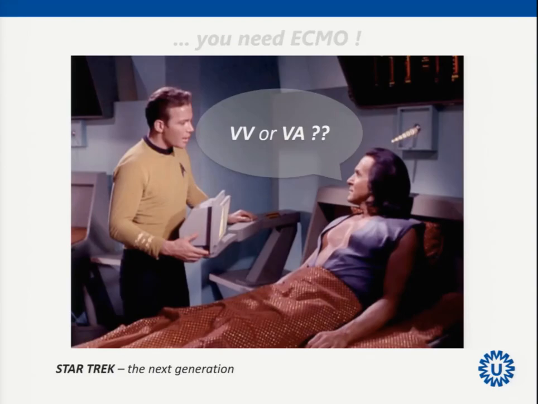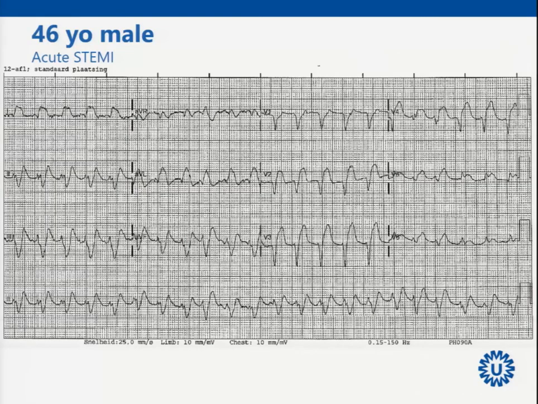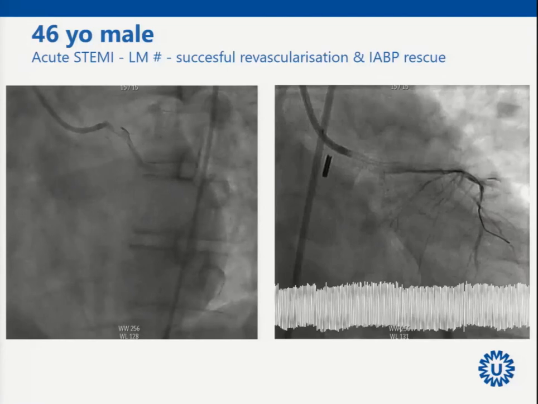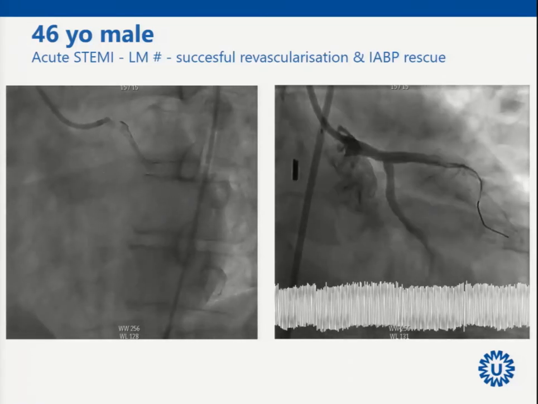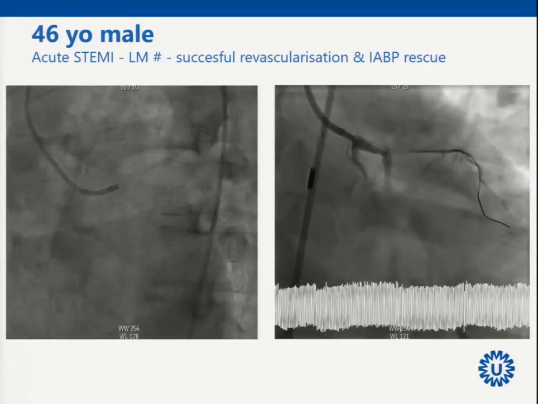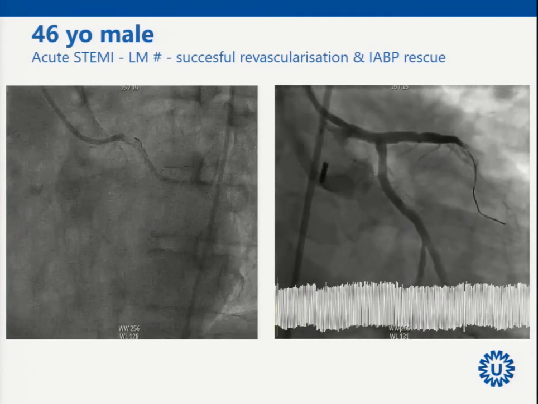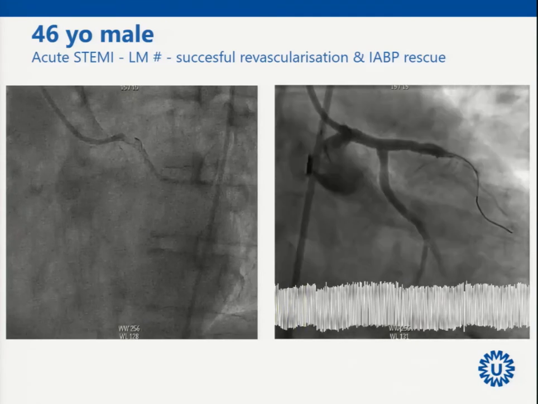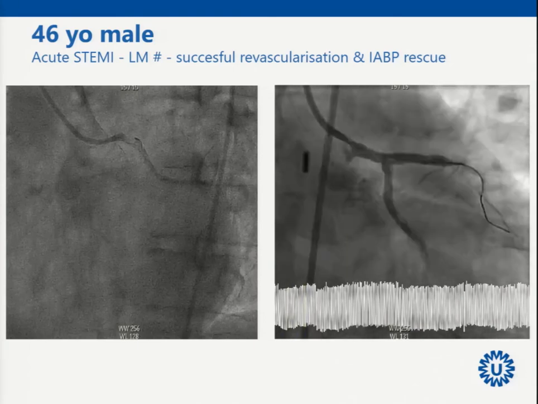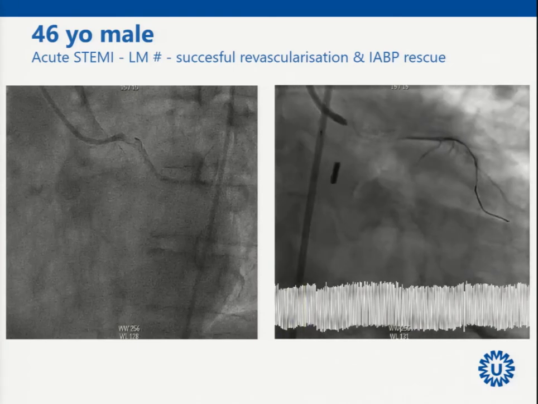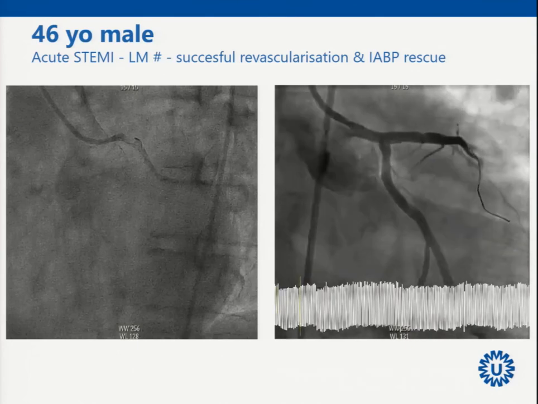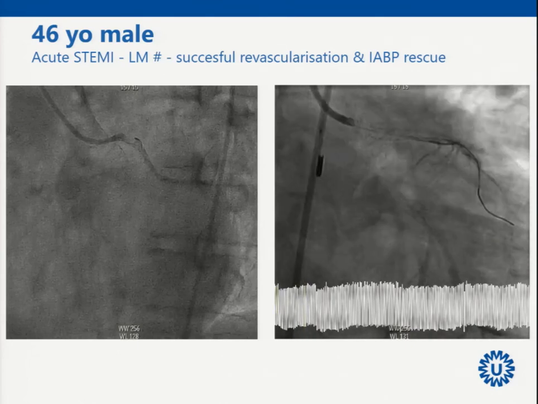So the question is, what do you need, VA or VV? This is a classical patient, 46-year-old male, acute myocardial infarction. You do not have to be a cardiologist to see that the ECG is not okay. This is the catheterization, so left main disease, revascularized reasonably here, so the LAD is more or less open, the main stem is open, and the CX is open. You can see that the interventional cardiologist has put in a balloon pump.